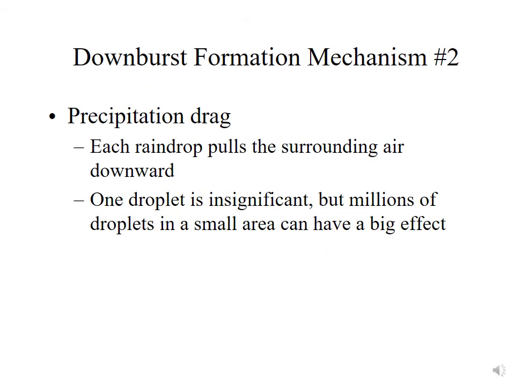The second formation mechanism is precipitation drag. Each rain droplet exerts a small amount of drag force on the surrounding air. And although the drag force from any individual droplet is really small, if you put millions of droplets into a small area, they can have a big effect, dragging the air with them down towards the ground.